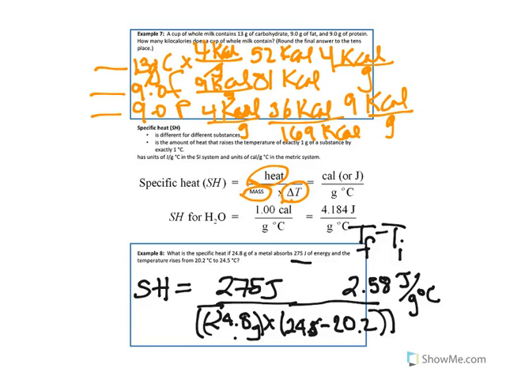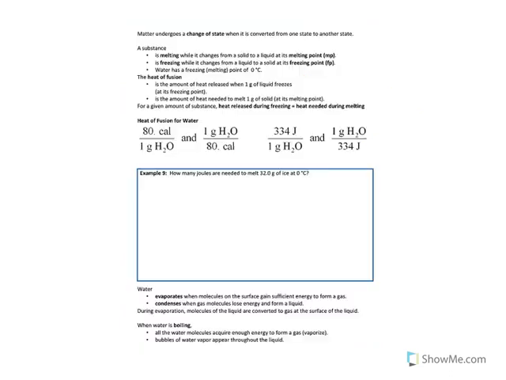Again, none of our units cancel. We have degrees Celsius here, degrees Celsius here, joules, grams, degrees Celsius. None of our units cancel. So our answer is 2.58 joules per gram per degree Celsius.